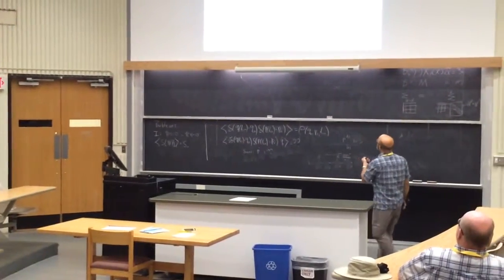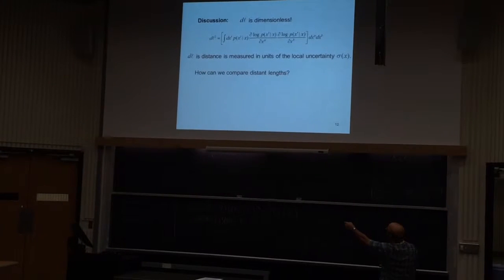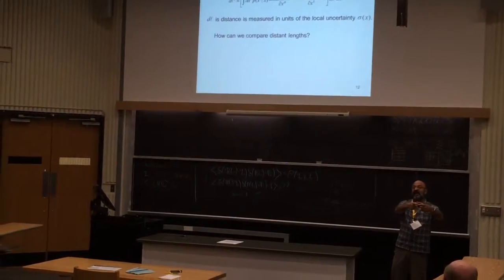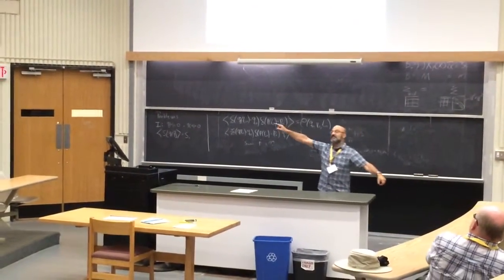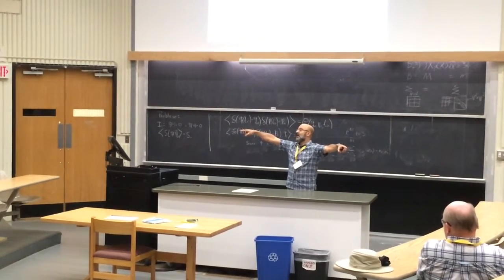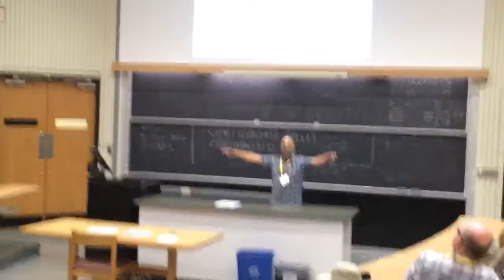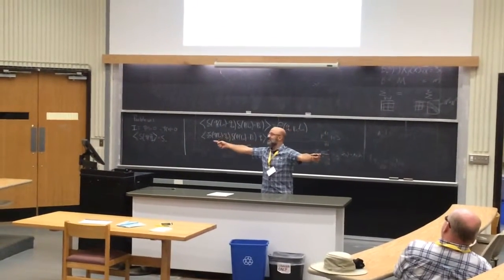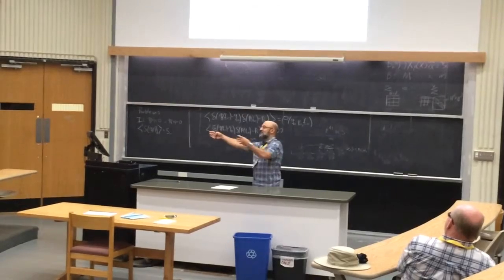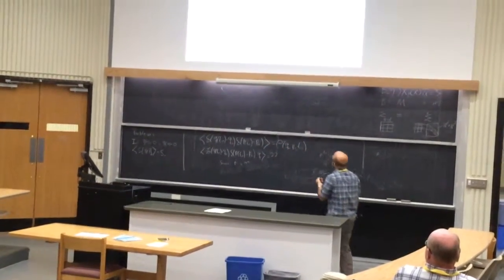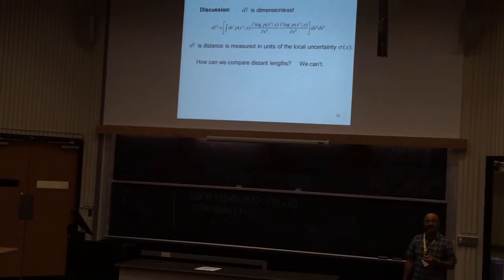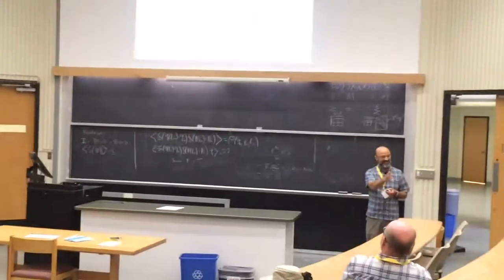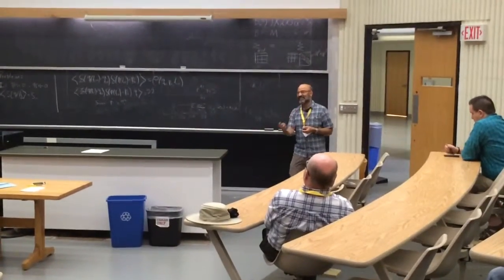Very good, but this is very weird for many reasons. If the units of distance are the local uncertainty, how do I know that the local uncertainty here is the same as the local uncertainty there? How can I compare distant uncertainties? If you cannot compare distant uncertainties, how can you measure the length of a curve, right? How can you say this is 3 meters and that is 3 meters too, so I've added up 6 meters? How can you do that? You can't. So information geometry is not quite the geometry we expect in our kitchens. So it's telling you a lie a little bit. But it's a good lie.